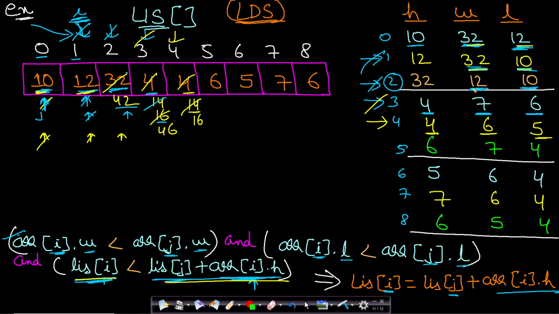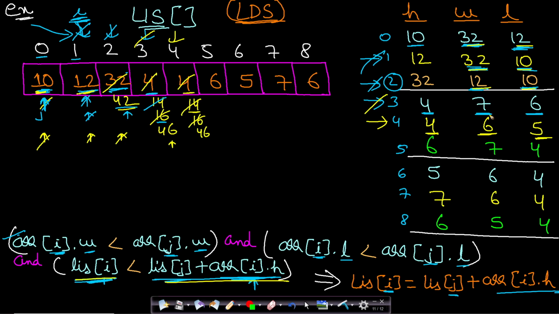Now point 2 is having 12, 10 and this is having 6, 5. So this is strictly decreasing. Now height at 2 is 42 plus the current height is 4. Is 46 greater than the longest decreasing subsequence till now found at point I, 16? Yes. So we'll update it to 46, right? And we will move on to the next point.